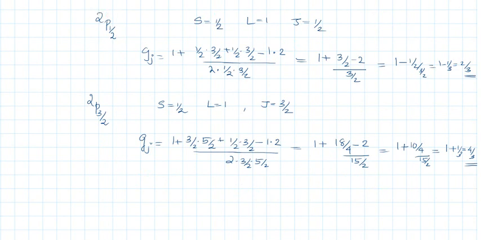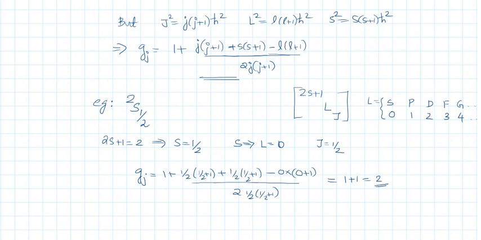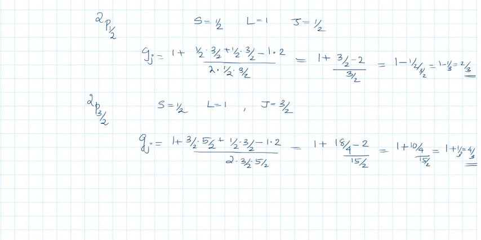For 2p half, s is half because 2s plus 1 is 2, so s is half. Since the letter is p, the L value is 1, and it is half, which means j is half. Substitute into the equation for Gj, and you will get 2 by 3. For 2p 3 by 2, again s equals half, L equals 1, but j is 3 by 2. Substituting, you will get Gj as 4 by 3.